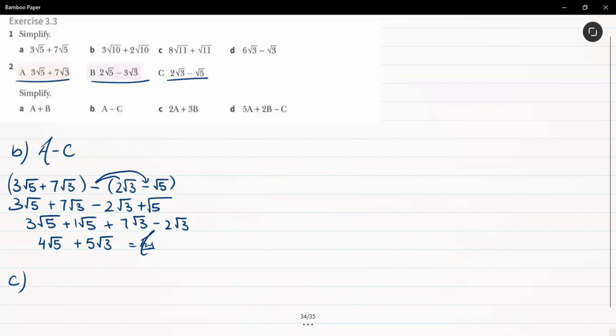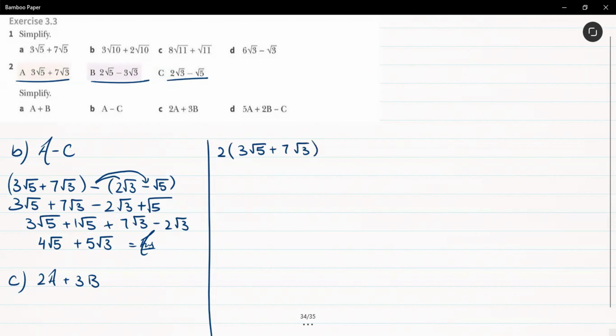Okay. For part C, they have told us to find out 2A plus 3B. Now, this is where things get a little bit more complicated. I'll continue here. So 2 multiplied by A. Now, copy down the A statement: 3 under root 5 plus 7 under root 3, plus 3 multiplied by, write down the B statement: 2 under root 5 minus 3 under root 3.